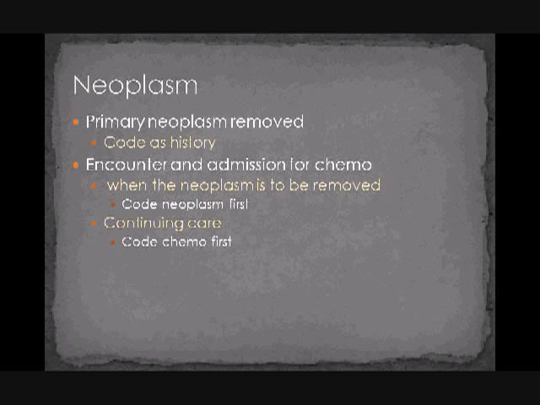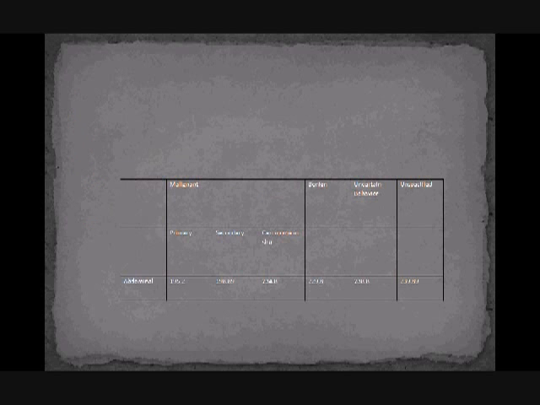Now, if a primary neoplasm has been removed, if it has been eradicated, then you can code it as a V10 code or V10 point, whichever specific code it is. If a patient comes in and is encountered for admission for chemo, again, you code the chemotherapy first if this is ongoing treatment. But if it's the first time, then obviously you're going to code the neoplasm first. And here's the neoplasm chart, which we mentioned several times already.